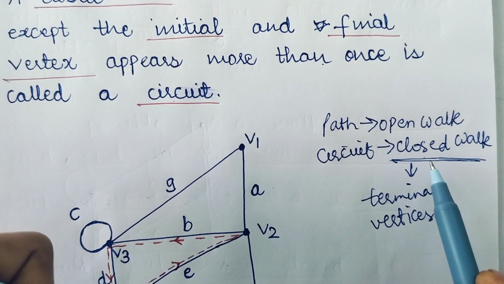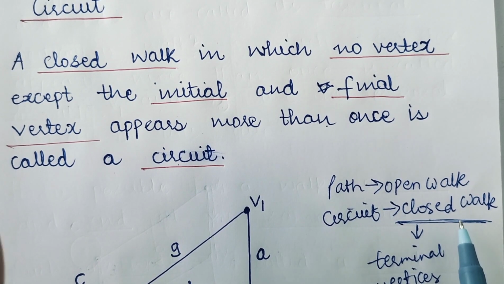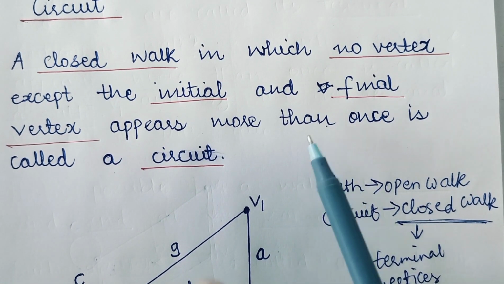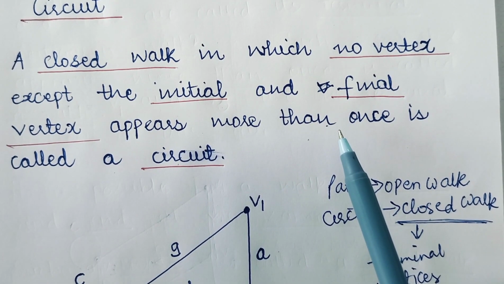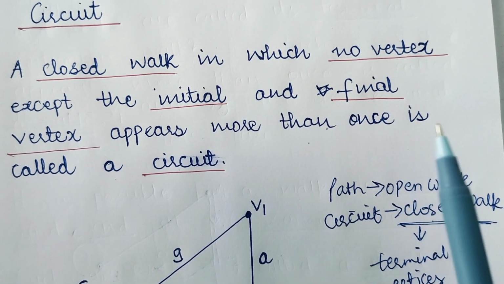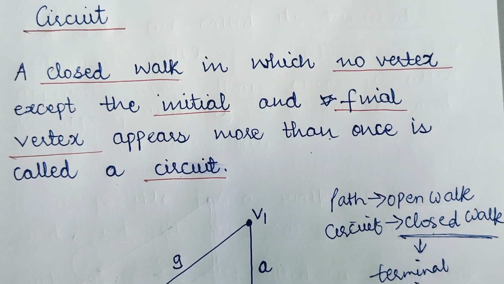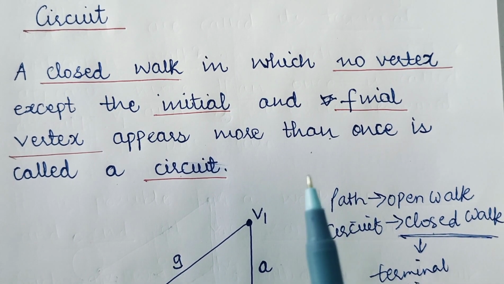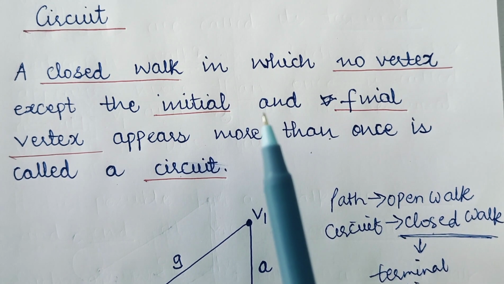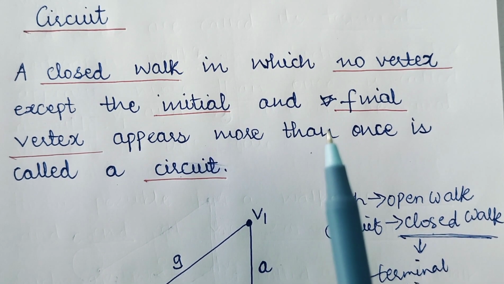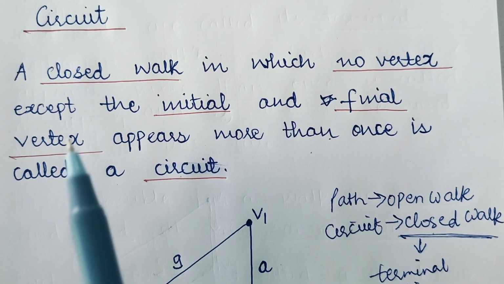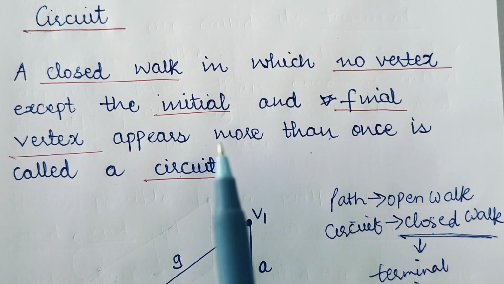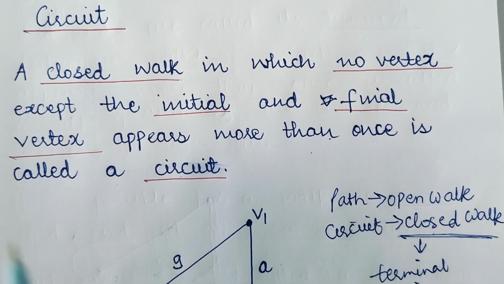So in case of a circuit, we are considering a closed walk, and the condition is that no vertex can be repeated. But since it is a closed walk, we have to allow the initial and final vertex to appear more than once. Other than that, no vertex can be repeated more than once. So the circuit and path are similar in the sense that both of them are derived from a walk, and both of them do not allow vertices to be repeated. The only difference is that a path consists of an open walk, hence no vertex is repeated at all, and a circuit consists of a closed walk, hence you cannot avoid repeating the terminal vertices.